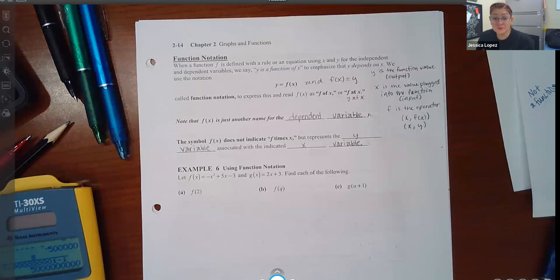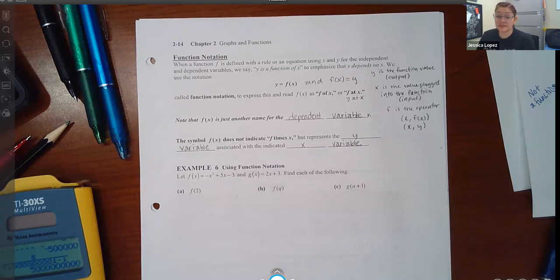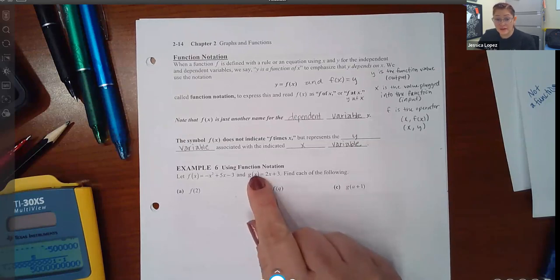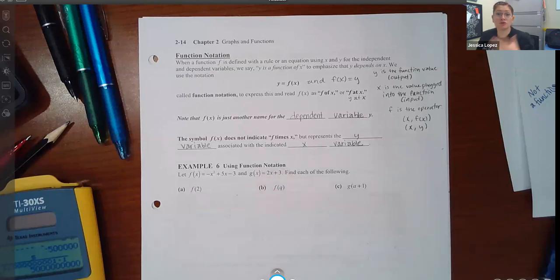And then it says the symbol f of x in no way indicates f times x. It does not mean that. And that is going to be the biggest misconception in this section, is that people think that this says g times x, and it doesn't. What it does is it tells you g is the operator for x, and this is the operation that you'll do to the x to compute the y value, okay? So you have to be very, very careful with that, okay?